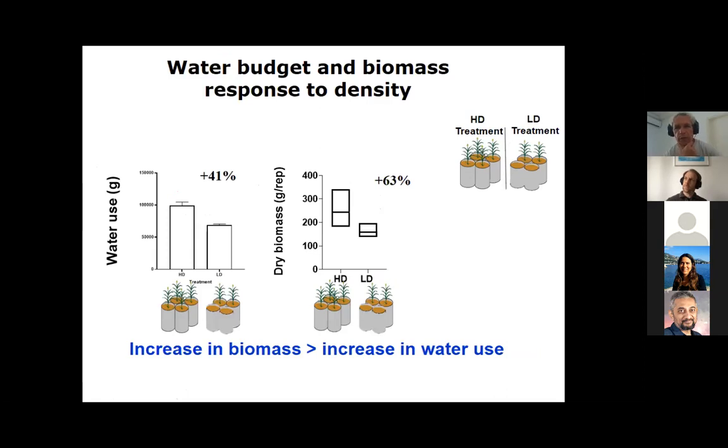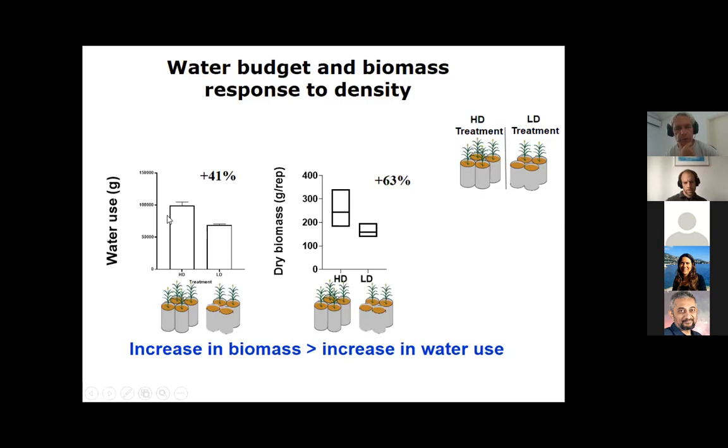In terms of water budget and biomass response to density, that's basically the water use on the y-axis here as a function of a high density treatment and a low density treatment. Those experiments were done again in lysimeters. The setup that we used was, in the high density treatment, replication was represented by 4 tubes, each of them grown with 1 plant per tube. And in the low density stand, we had 4 tubes also, but only 1 in 2 was planted.